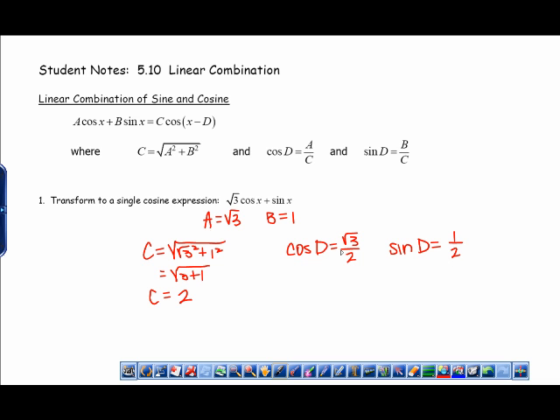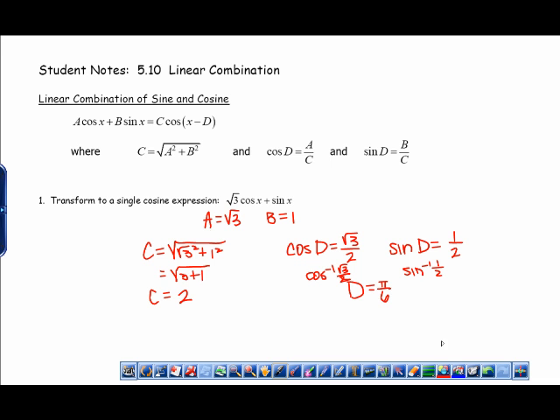Because both the cosine and the sine are positive, I know I'm in the first quadrant. That won't always be the case, but that will help simplify things. So we got to think, what is d? It's just like saying arc cosine of root 3 over 2, and also arc sine of 1/2. If you want to write that down, that might be helpful. Arc cosine of root 3 over 2, and then arc sine of 1/2. So that's 30 degrees. Let's keep it in radians, so that would be pi over 6.